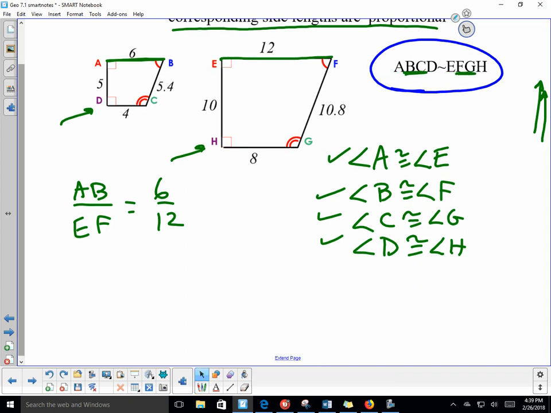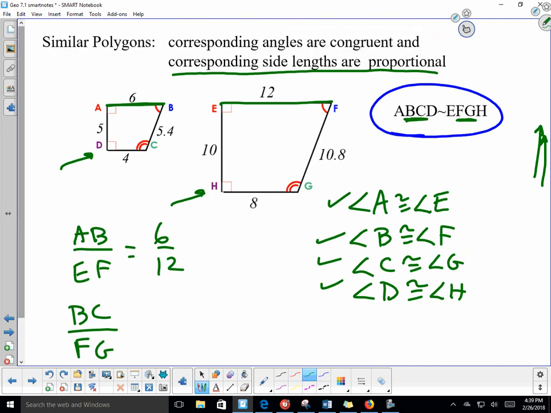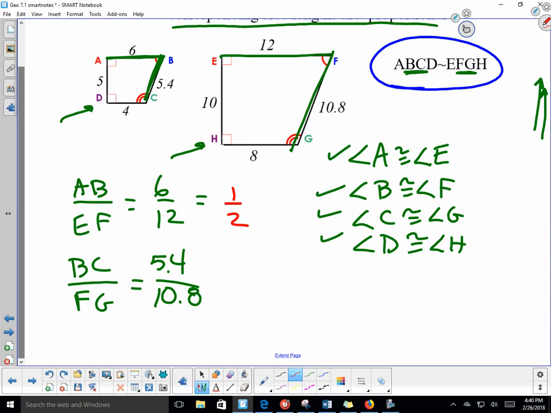But that has to hold for all of the other pairs as well. So what about segment BC and FG? What's the ratio of BC to FG? Let's check in our picture. BC is this segment, and that's 5.4. And FG is this segment, and that's 10.8. Well, I see up here that 6 over 12 reduces to 1 over 2. And 5.4 over 10.8 also reduces to 1 over 2.